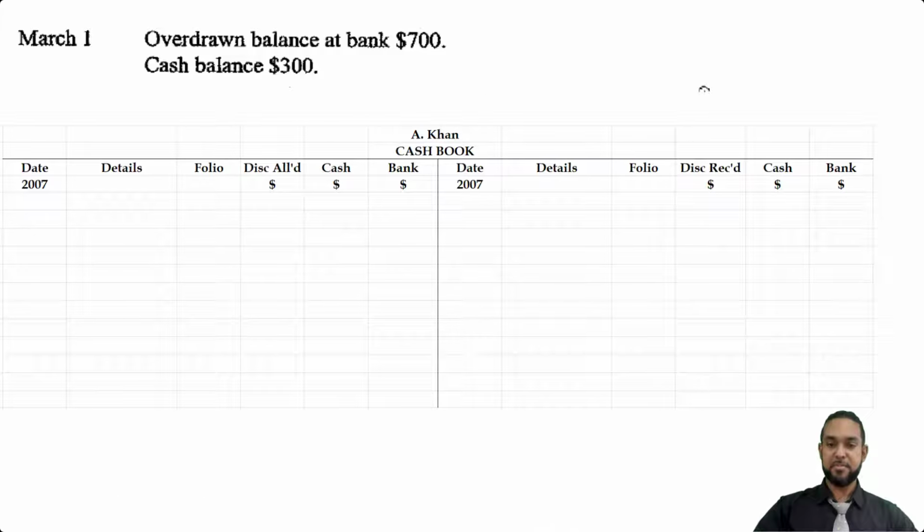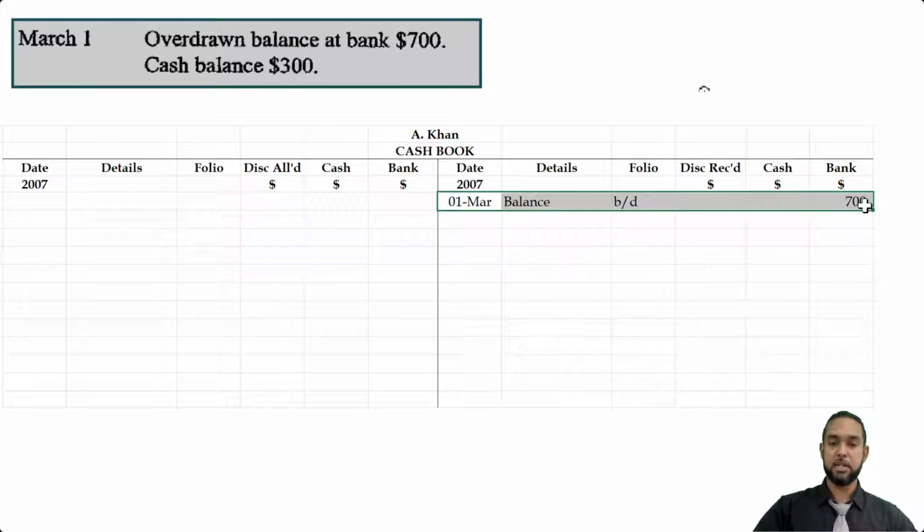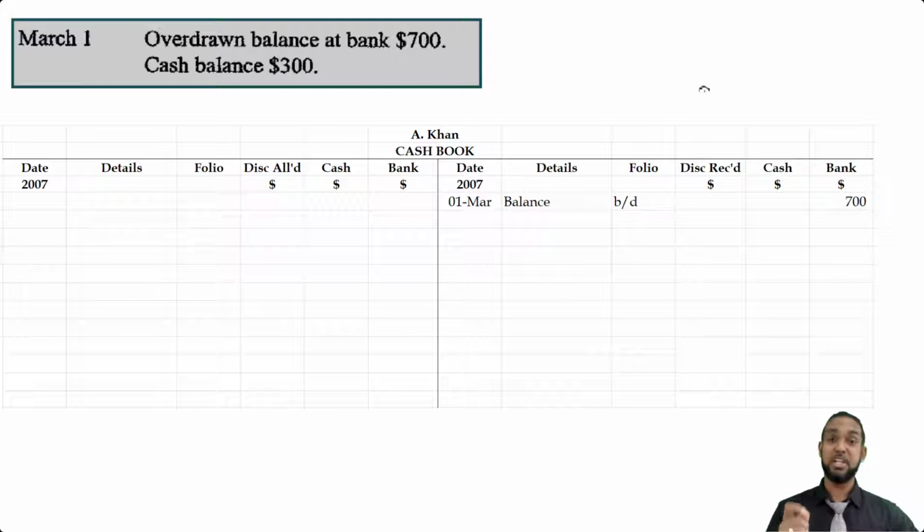Okay, as you can see, I have my cash book format prepped down here. I have my debit side with my details, folio, discount allowed, cash and bank columns, and the matching columns on the credit side as well. The first item given to us contains the balances. Overdrawn balance at bank. A bank overdraft is a current liability, so that balance will be brought down on the credit side of the cash book, under the bank column, because it's a liability, and liabilities have credit balances.